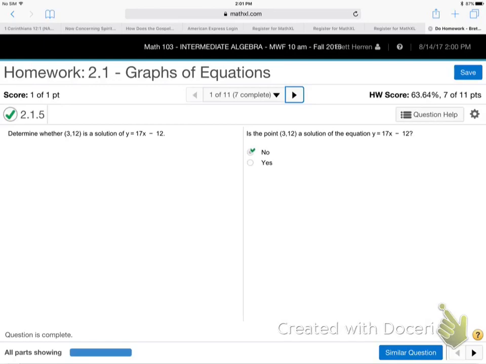All right, here we go. So here's the first question, as you saw a few minutes ago. This one's already got the answer. The answer is no, but let's see why. So (3, 12) is the point. You can't read that well.